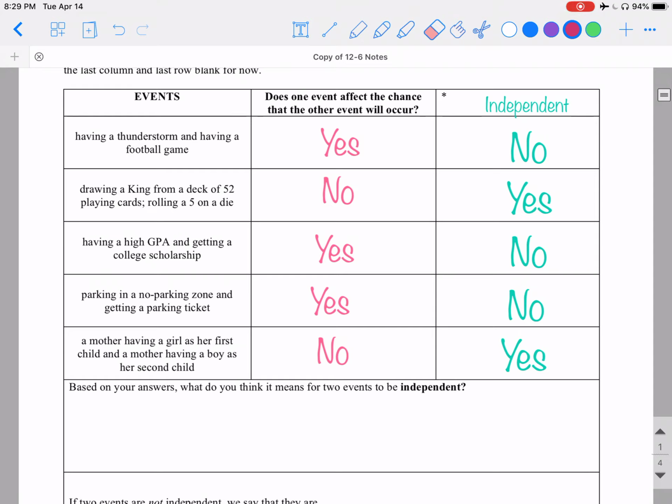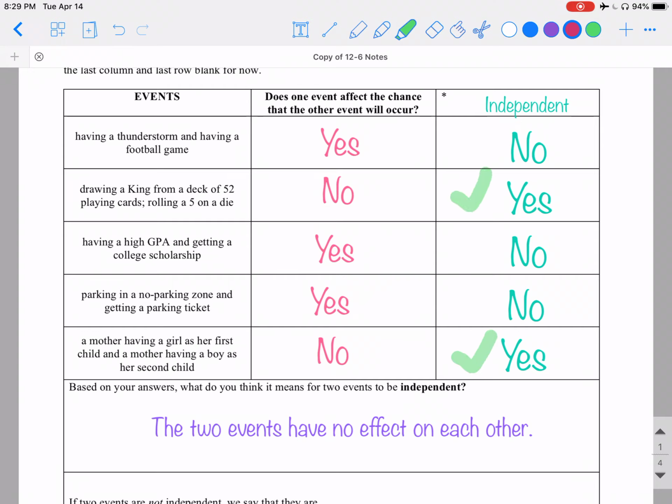What does it mean for two events to be independent? That means that the two events have no effect on each other, right? Everywhere we have a yes in this first column, we have a no in this column, which means one event does not affect the chance that the other event will occur.